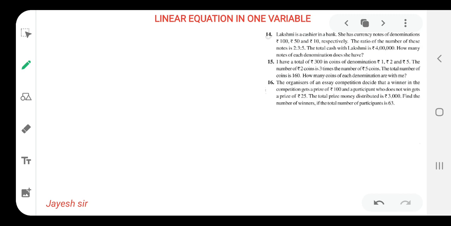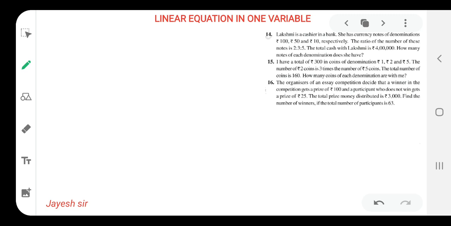Yes, friends. So what is to be found? The total money distributed is 3,000. Find the total number of winners if the total number of participants is given, and the total amount distributed was 3,000. I hope you all are getting it, friends. So let's try to solve it on our own.